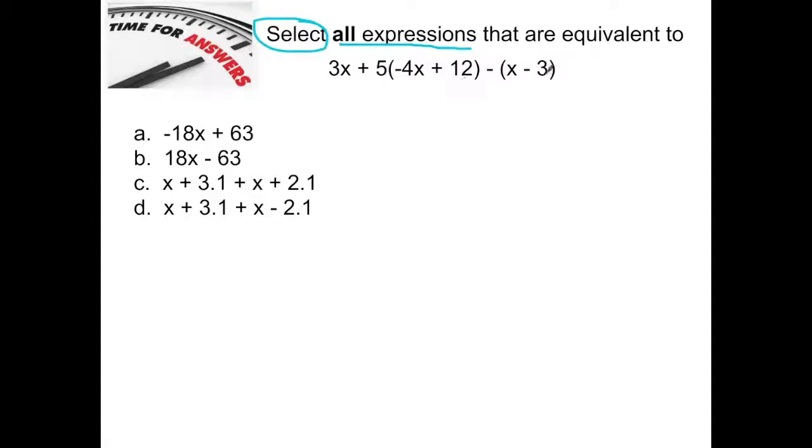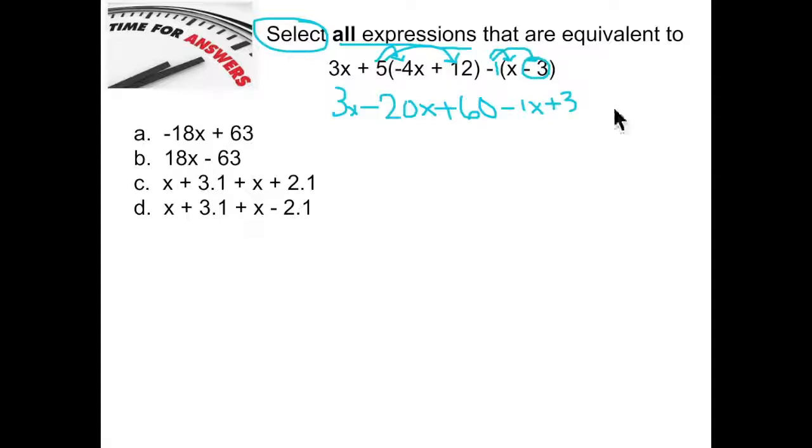We can just simplify the original expression and then look for matches and then adapt accordingly based on what we get as our answer. So the first step would be 3x minus 20x plus 60, because we have to use the distributive property. And then on this last expression, this negative represents a negative 1, so we subtract 1x plus 3, because a negative times a positive is a negative, and a negative times a negative is a positive.